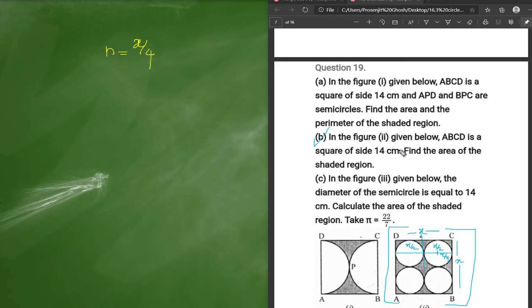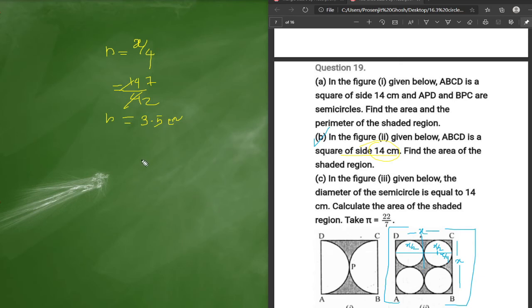Now let me see how much is the value given. The side of the square is given as 14. So instead of x, I can put 14 over here. Cutting it by 2 gives 7, so the radius will be 3.5 centimeter. Now we have the radius. All you have to find is the area of the shaded part. How can you do that?